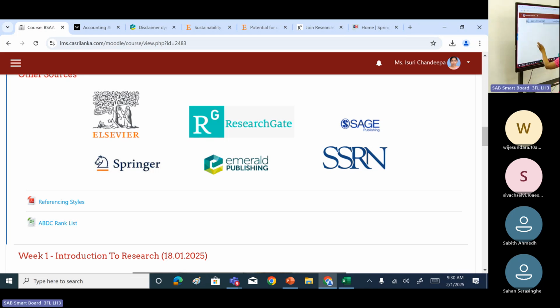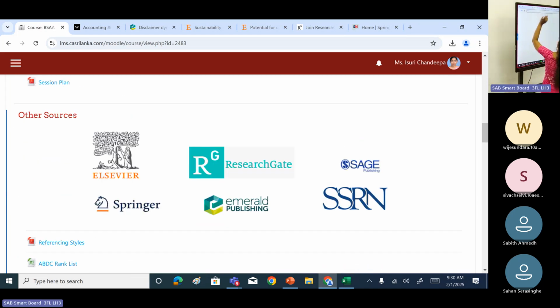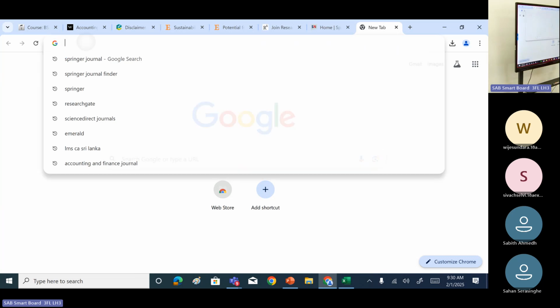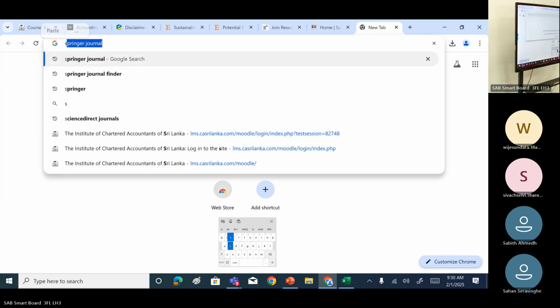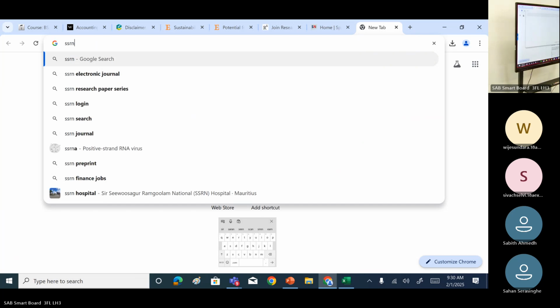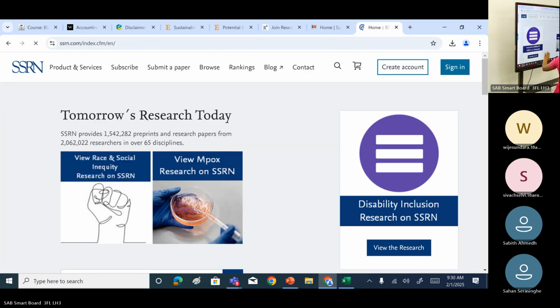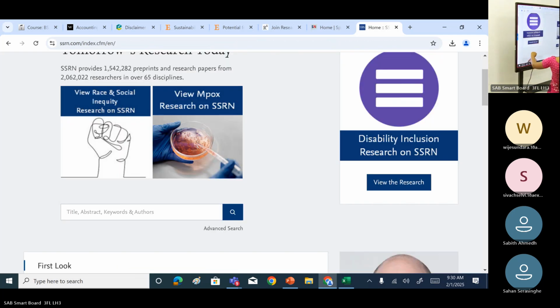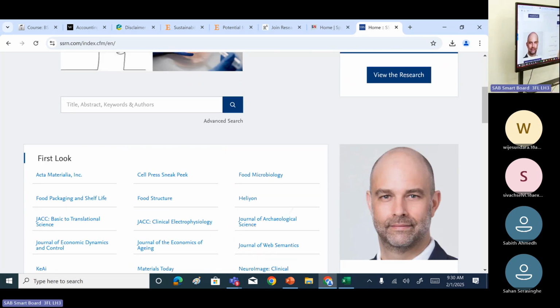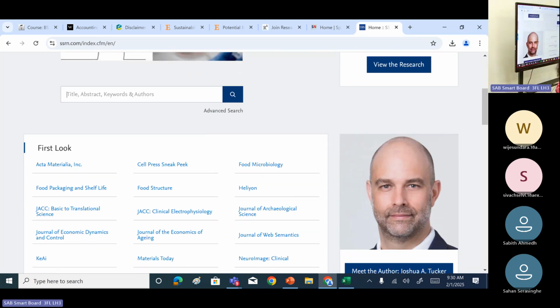So then Sage is also good, but we go to SSRN. SSRN is another platform where you can find research papers. You can search here based on your keyword. What is your keyword? That means the area you are interested in, you search on that. SSRN.